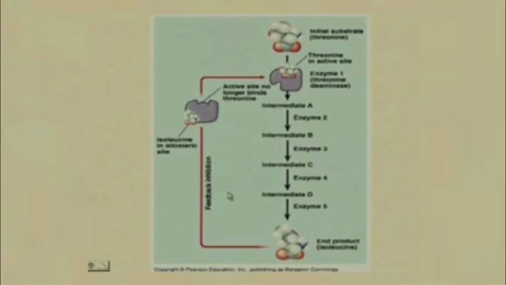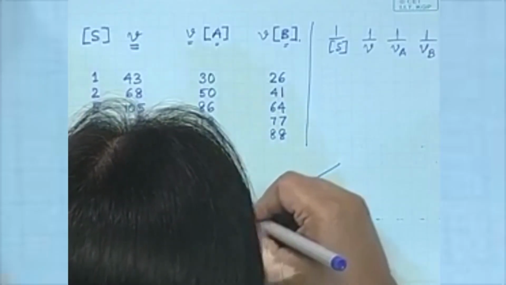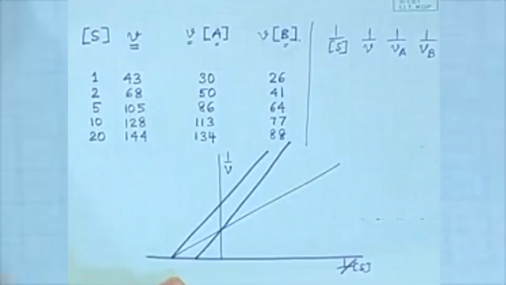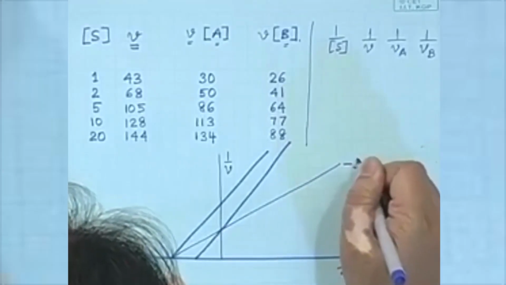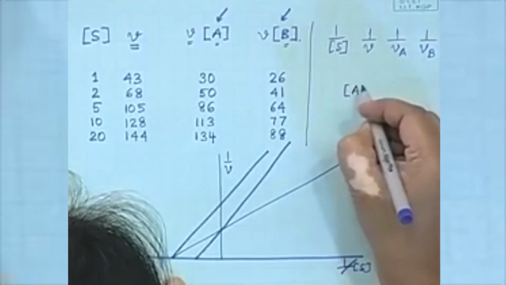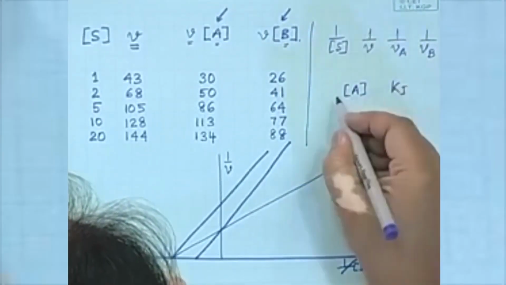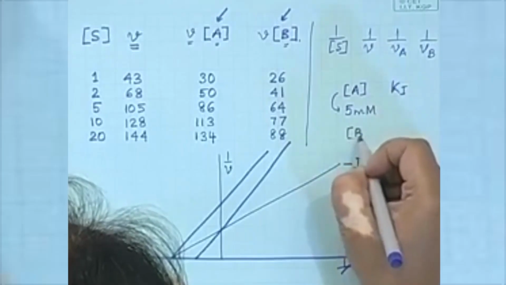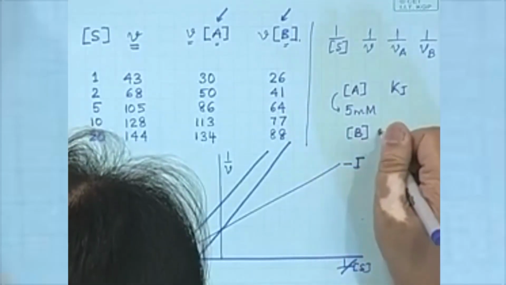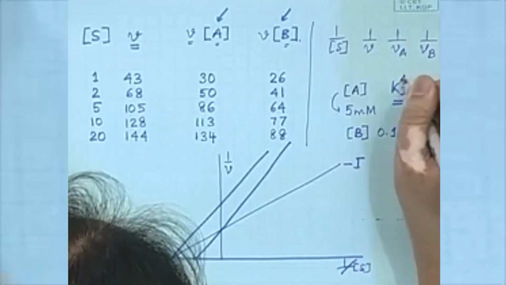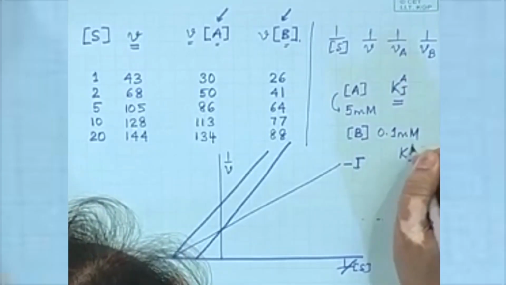So, if we go back to our slides, we find out that when we plot this data, we will get one that looks like this and one that looks like that. So, you can work it out and figure out this is minus inhibitor. What else do you need actually? You need the concentration of A to find out the Ki value. The concentration of A is 5 millimolar. The concentration of B is 0.1 millimolar. So, you can find the Ki value of A, you can find the Ki value of B.